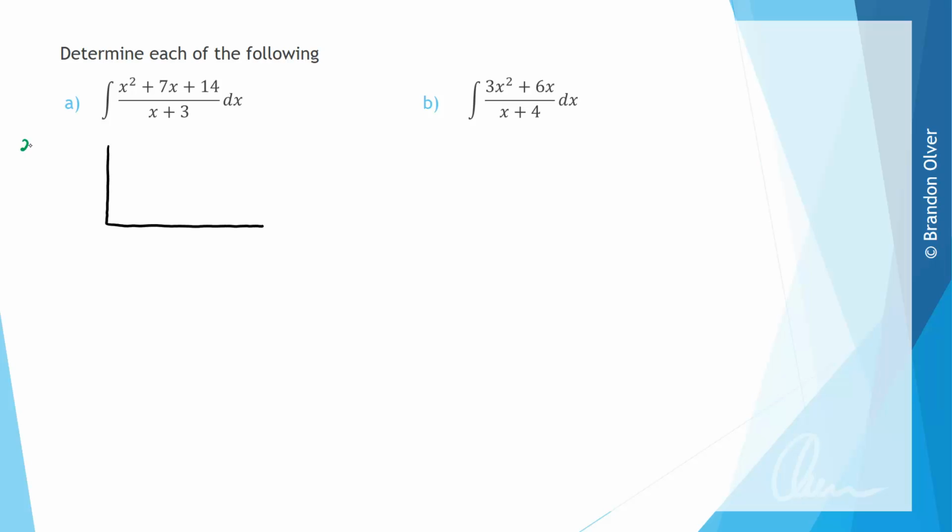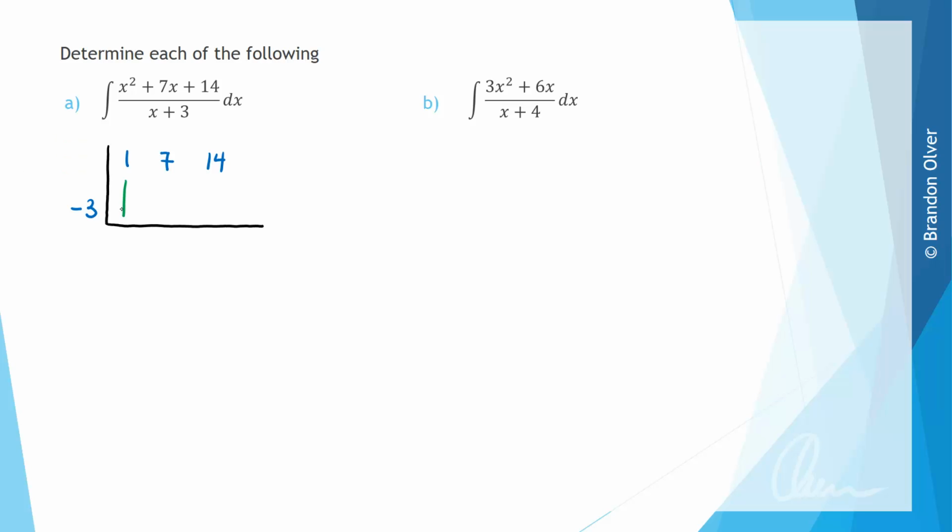So we'll start out here by considering x plus 3, the denominator, equal to 0. And we're going to find that that would give x equals minus 3. So that is the number that we'll put here. And then along the top, we're going to put the coefficients of x squared, which is 1, the coefficient of x, which is 7, and the constant term of 14.